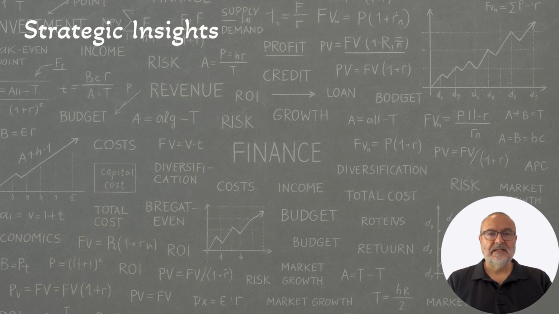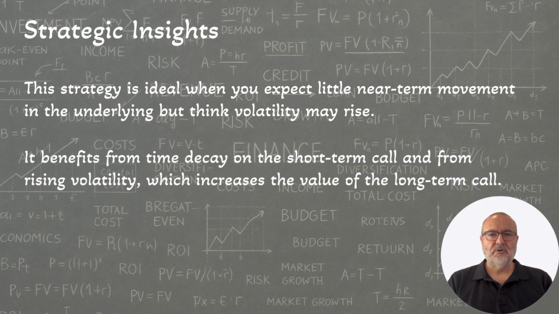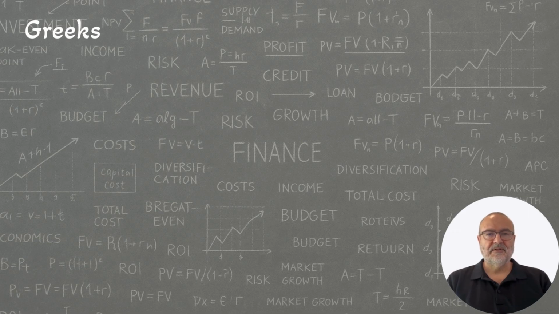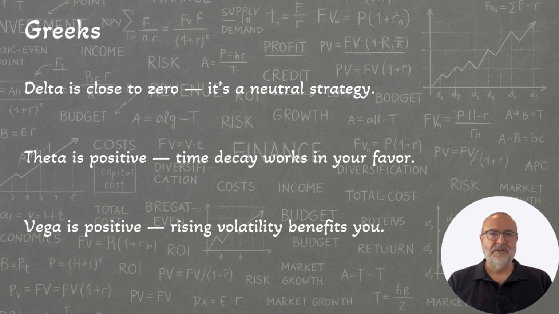So, when should you use a calendar spread with calls? This strategy is ideal when you expect little near-term movement in the underlying, but think volatility may rise. It benefits from time decay on the short-term call and from rising volatility, which increases the value of the long-term call. With respect to Greeks, delta is close to zero. It's a neutral strategy. Theta is positive. Time decay works in your favor. Vega is positive. Rising volatility benefits you. This makes it an excellent choice when markets are calm now, but expected to become more volatile later.